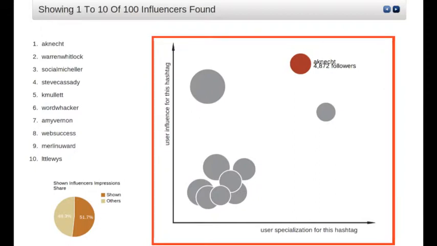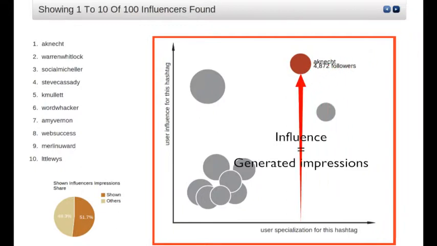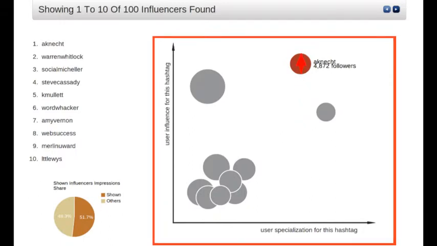The chart is designed to give you a visual representation of the top influencers, each shown as a disk. This way, you can compare at a glance their relative influence, y-axis, and their number of followers, size of the circles. On the x-axis, you can also see how specialized they are for this hashtag. The more to the right the influencer, the higher the specialization.